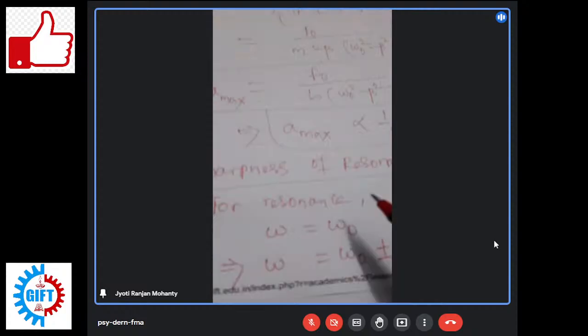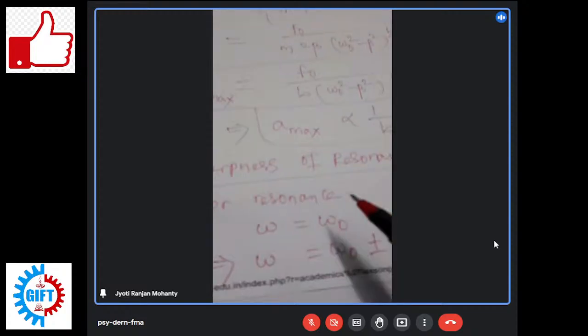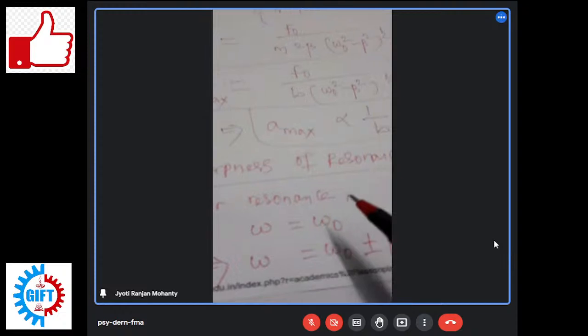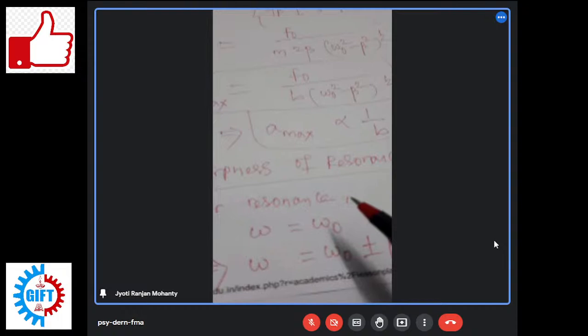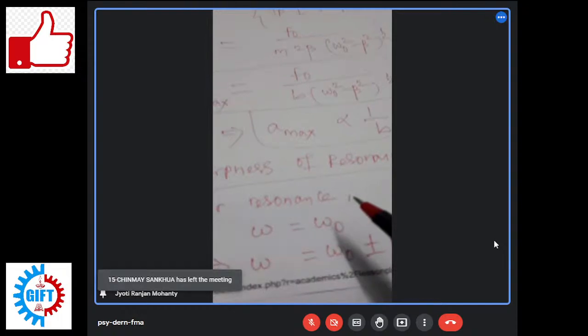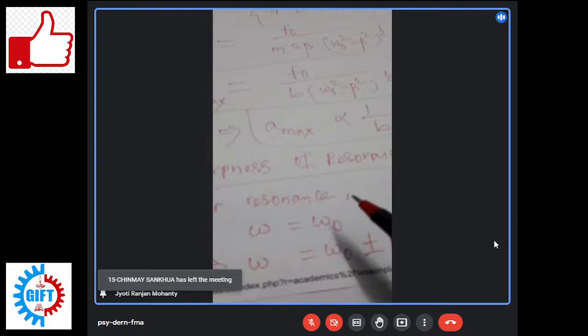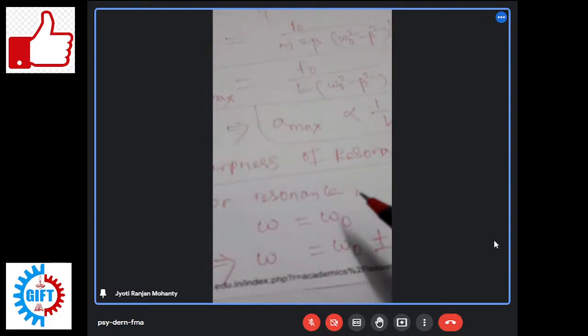It indicates the rapidity with which the amplitude decreases on either side of the resonance frequency.